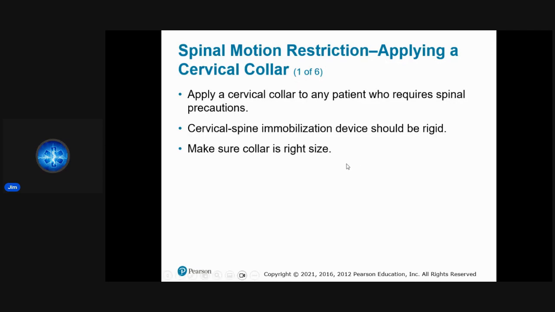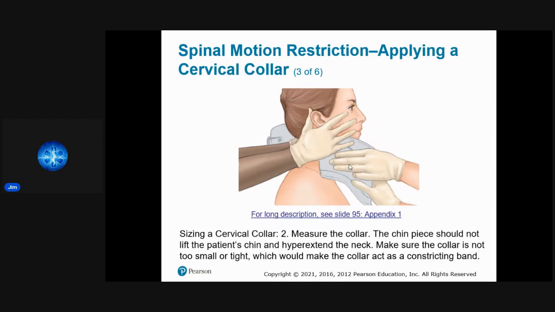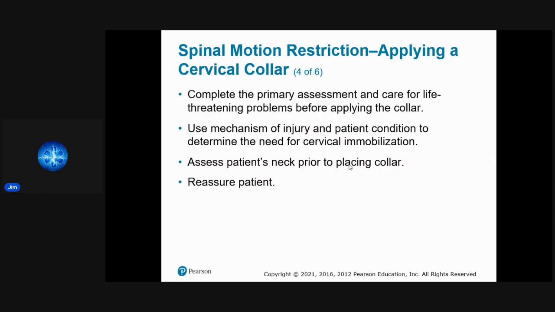We have adjustable collars because not everybody's neck is the same size in both length or girth. And there's different sizes for different age groups. We don't want to use a pediatric collar on an adult patient or vice versa. Here's a picture of them measuring on the patient's neck using the finger technique. There they properly sized it. And you'll get hands-on experience doing this in class later on.